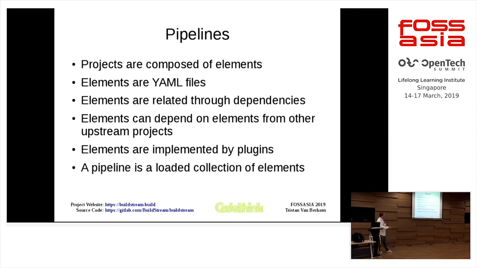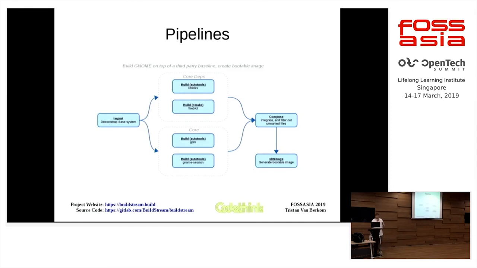A pipeline is what we call a loaded collection of elements. So this is maybe one example of what a pipeline might look like if you were to visualize it. Import base system. Build a lot of stuff, compose it into one file system, and generate an image with it, right? So those are all different kind of plugins that we have. We have an import element that's going to just take an import of some data. And at the base of every pipeline, there's always an import.